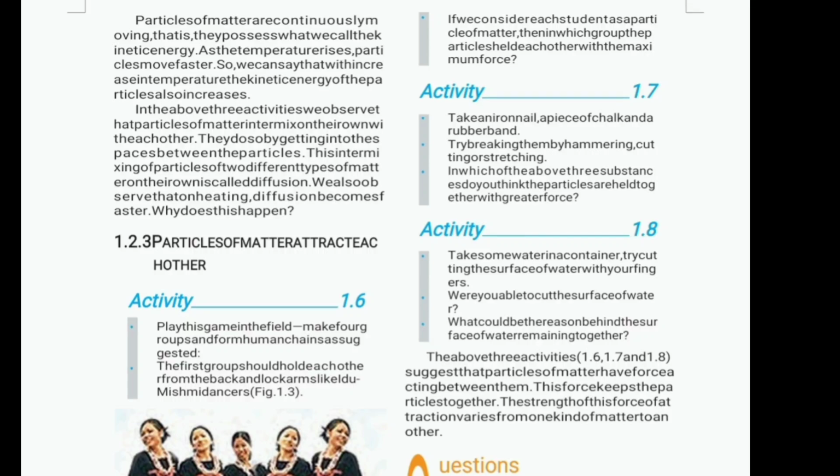Activity 1.7. Take an iron nail, a piece of chalk and a rubber band. Try breaking them by hammering, cutting or stretching. In which of the above 3 substances do you think the particles are held together with greater force?